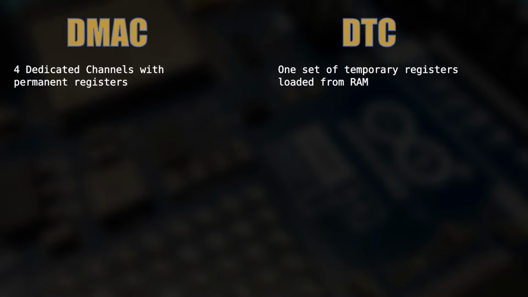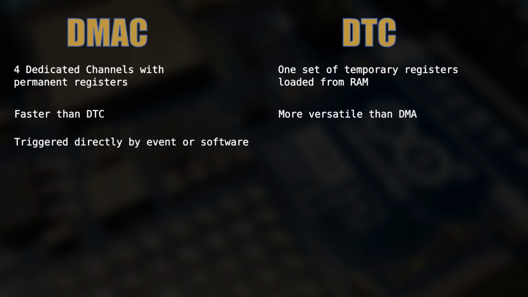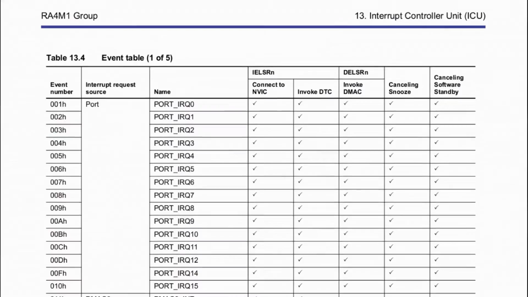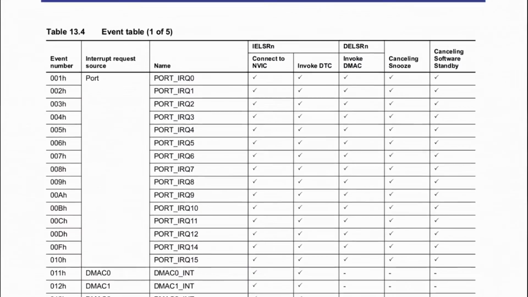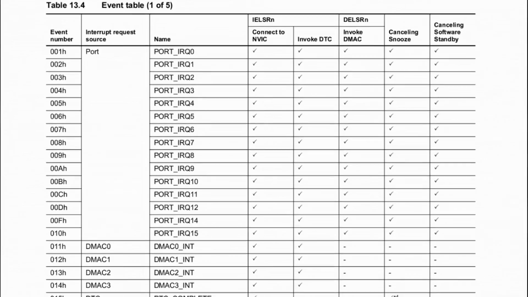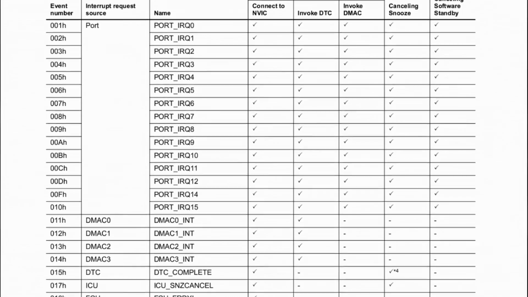Now, this extra step of loading settings means that DMA transfer happens a little bit faster, but it also means that DTC can be used with a seemingly unlimited number of transfer channels, where the DMA controller is limited to only 4. The DMA controller is triggered either directly by an ELC event or it can be triggered by software. If an event is used for DMA, it can't also be used to trigger an interrupt. You can see Table 13.4 in the hardware manual to find out which event signals can be used to trigger the DMAC. Not all signals can be used.